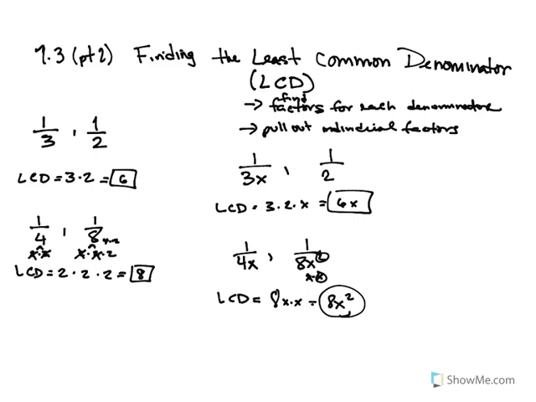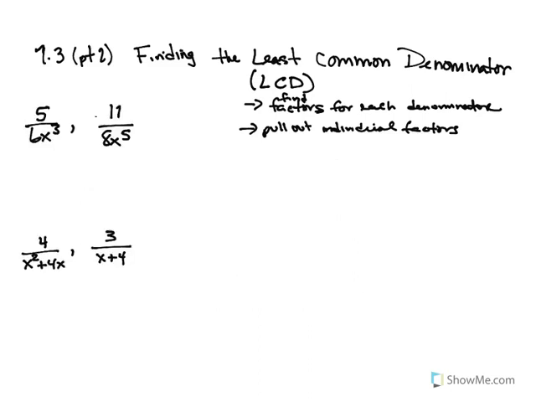All right, so let's look at some more. Okay, let's look at these two. So we have 5 over 6x cubed, and 11 over 8x to the fifth. So the LCD is what we're looking for. So 6 and 8.